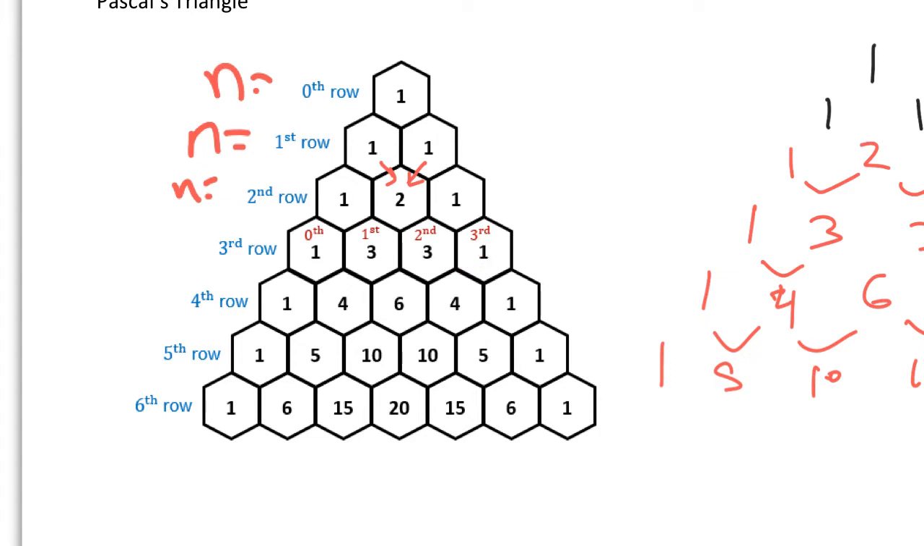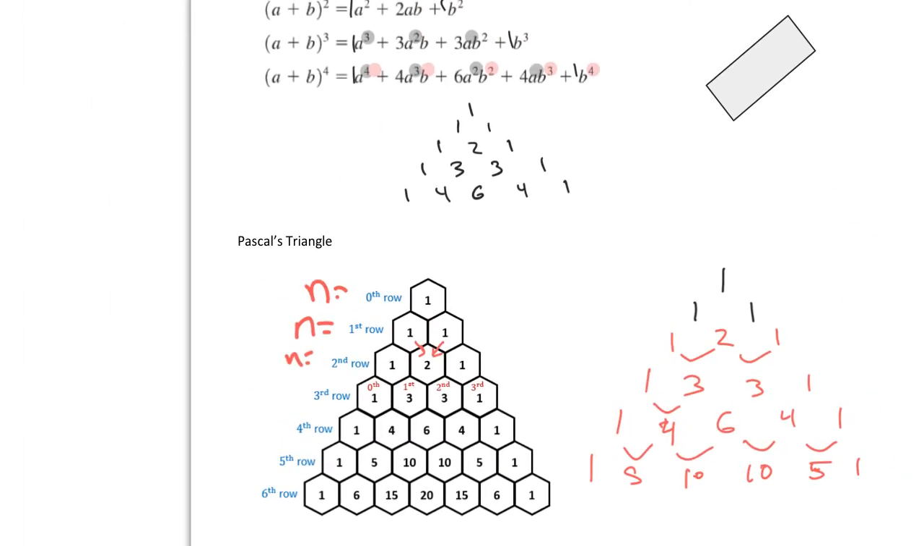A couple other patterns to notice. Let me zoom out here. When we raise it to the fourth power, how many terms did we end up with? 1, 2, 3, 4, 5. And the third power was 4 terms. So when we raise the binomial to a power, we'll always end up with 1 term more than that power.